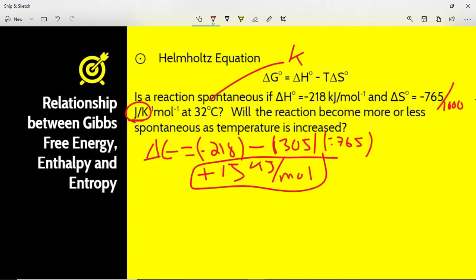Since we get a positive value for that, this is non-spontaneous. Again, pretty straightforward for that.